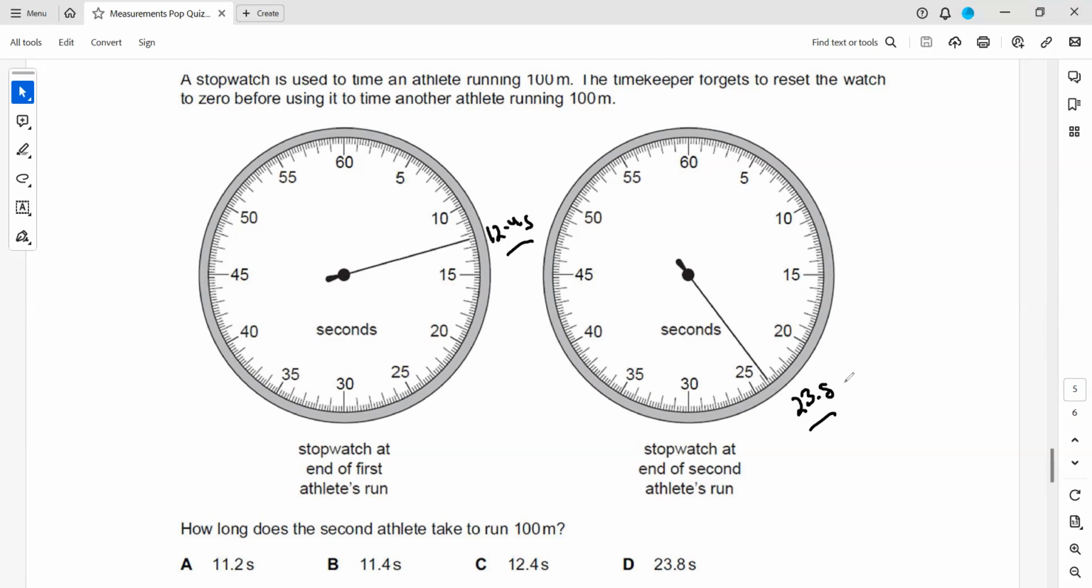So what is the interval? We just have to take a difference. 23.8 is the end, and the start was at 12.4. So when we take the difference, it will be 11.4. So B will be the right answer.